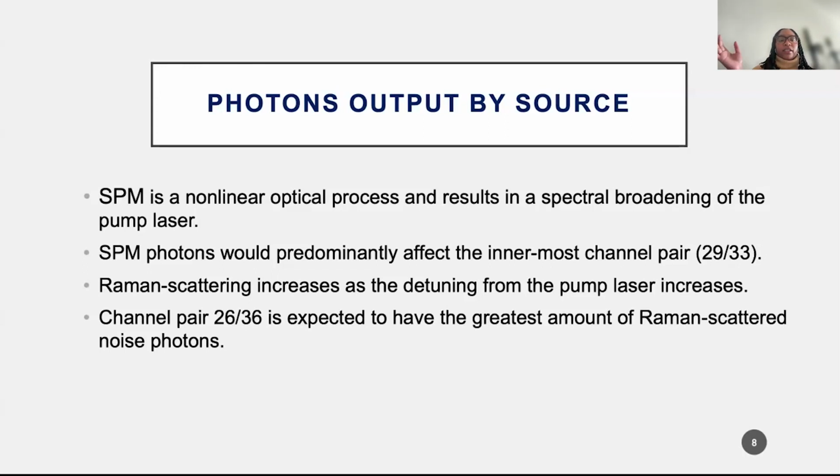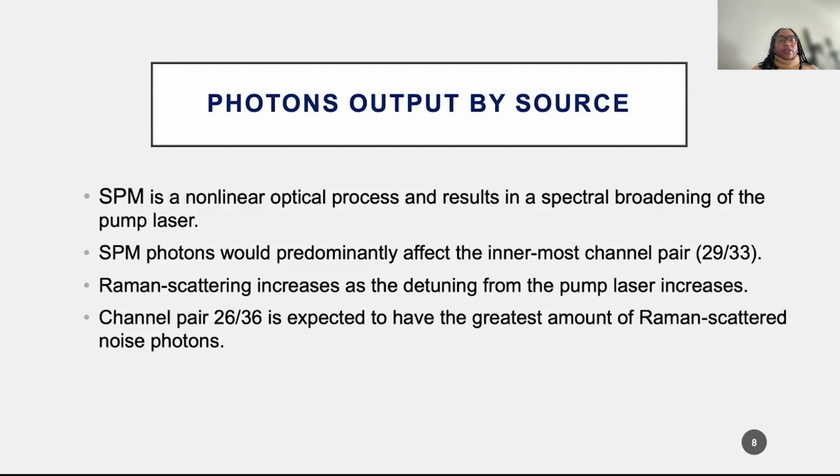So a little bit about self-phase modulation. Self-phase modulation is also a nonlinear optical process, and it's caused by the spectral broadening of the pump laser. And so it outputs additional noise photons at the output. So we predict that channel pair 29-33 would experience the most self-phase modulation because it is the innermost channel, and it has small detuning from the pump since it's closer to the pump, which is located at channel 31.